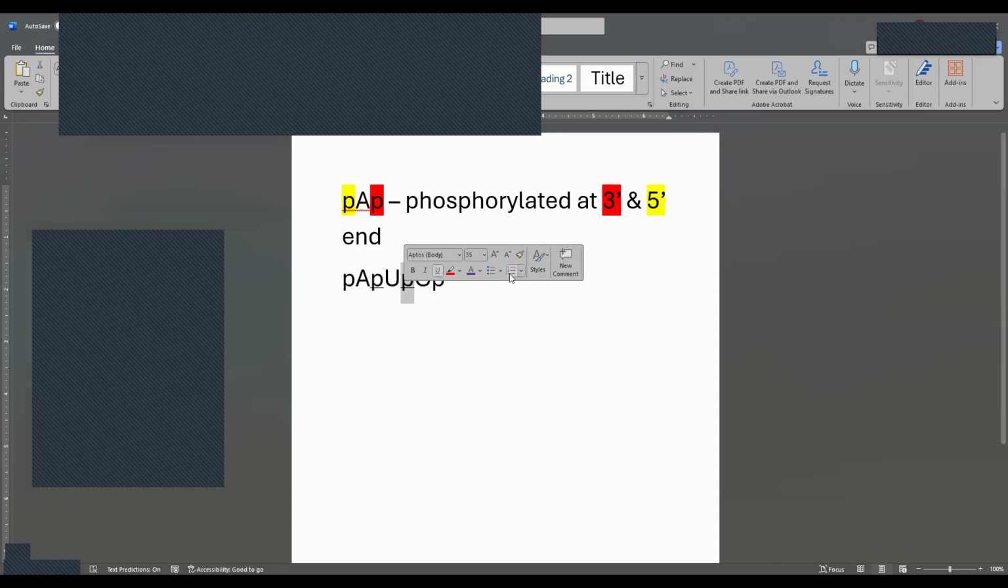That's why it's pretty common that you won't see this notation, but instead you'll see this PAUCP. Because what's significant is what the molecule looks like: this indicates it's phosphorylated on the 3' end and the 5' end.